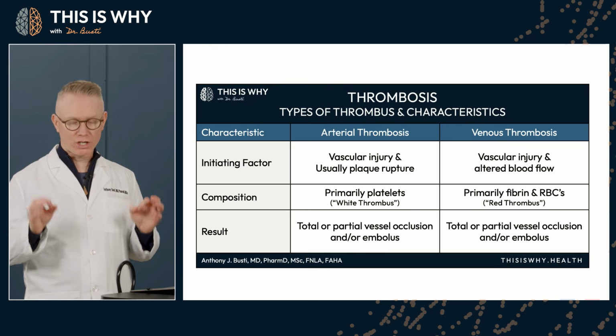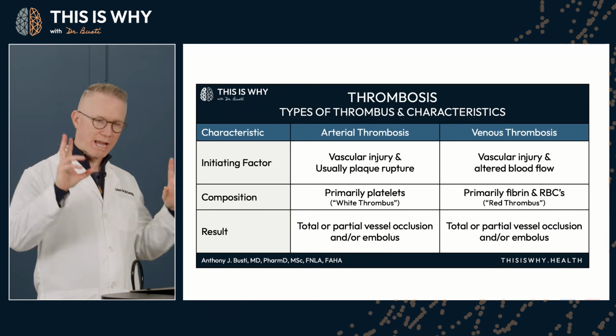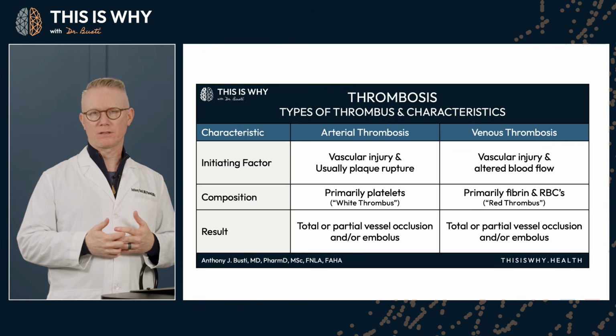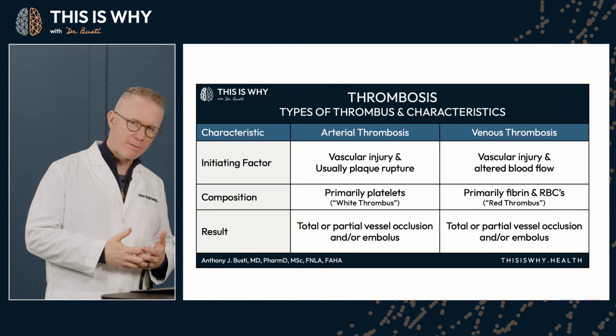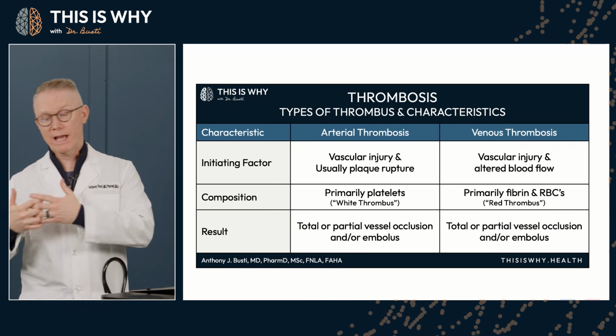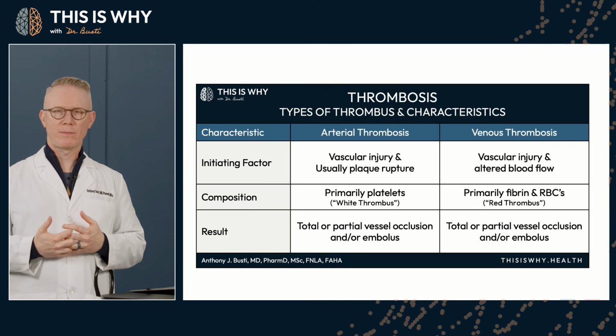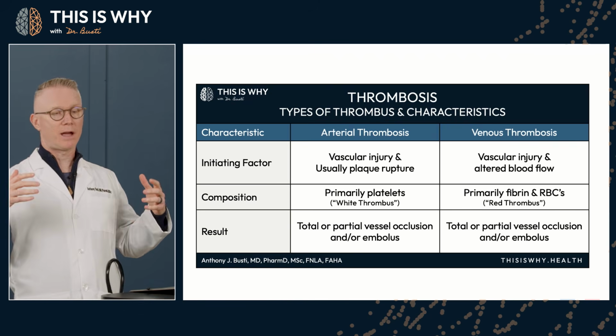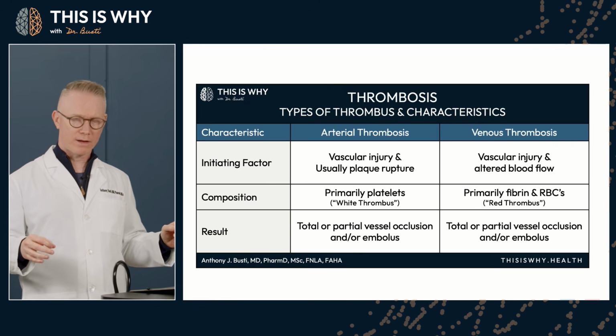So that arterial thrombus is called a white thrombus because it's got fewer red blood cells in it. It's got fibrin and primarily platelets, okay? Whereas the venous thrombus has predominantly red blood cells and fibrin. That doesn't mean there are no platelets there, it's just not the predominant component.